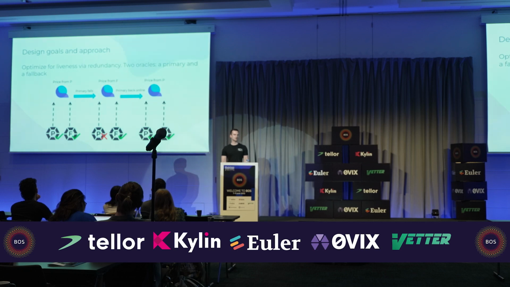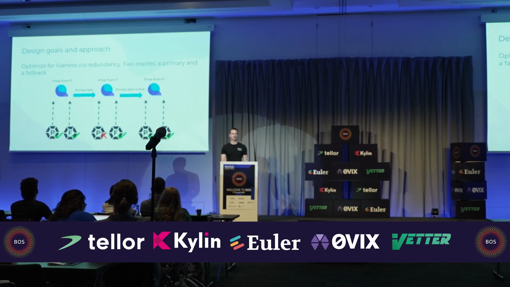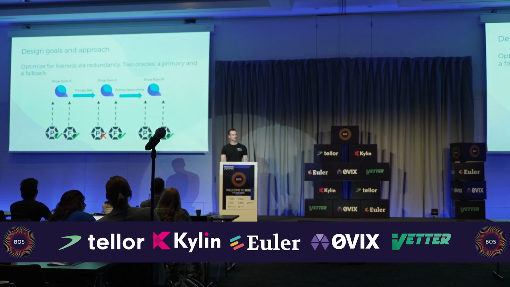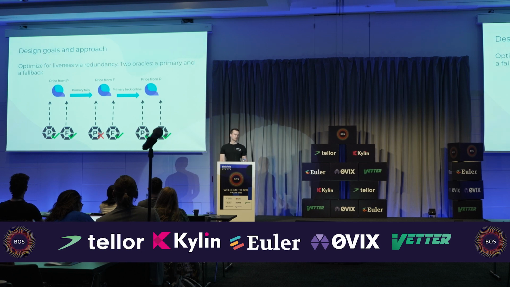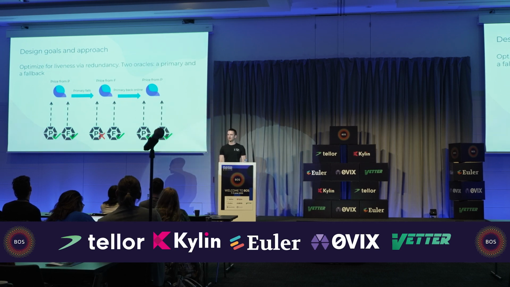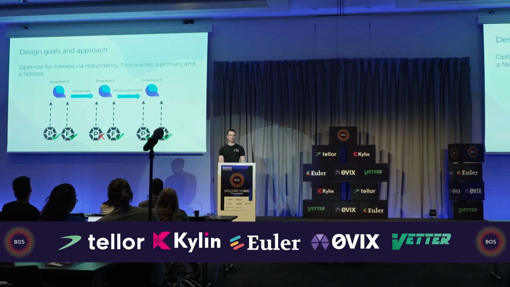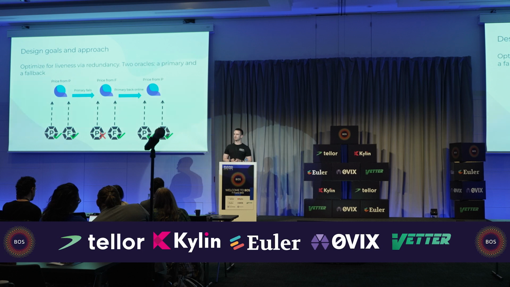Okay, and so we had some design goals with our approach. Basically, we wanted to optimize for liveness and make sure that Liquity as a system could keep receiving the ETH USD price as frequently as possible, and have a current and updated ETH price. And so the way we approached it was to have a primary oracle and a fallback oracle. The primary feeds the price to Liquity. If the primary fails, then we switch to the fallback oracle, and the system does its best to transition back to the primary oracle when it comes back online, if it determines that this oracle is trustworthy again.